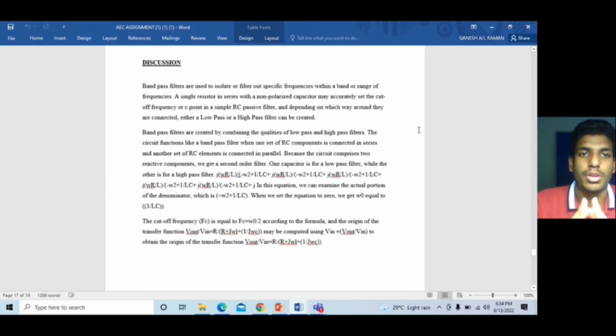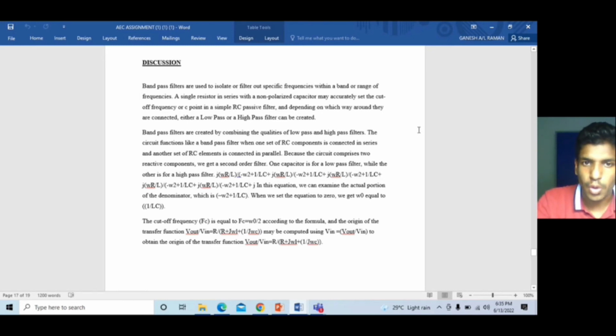Now I'm going to explain about the discussion of this assignment. So the bandpass filters are used to isolate or filter a specific frequency within a range of frequencies. A single resistor in series with a non-polarized capacitor accurately sets the cutoff frequency, or the C point, in the RC passive filter, but it depends on which way around they are connected. Either a low pass or high pass filter can be created.